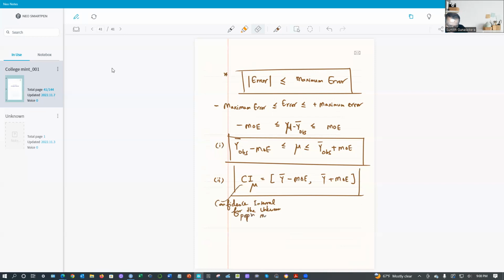Mean. Or some people prefer to write it this way. The confidence interval for this is y bar obs, I'm sorry, y bar obs plus or minus margin of error. That's another way of writing, a third way. You can see that both ways work.